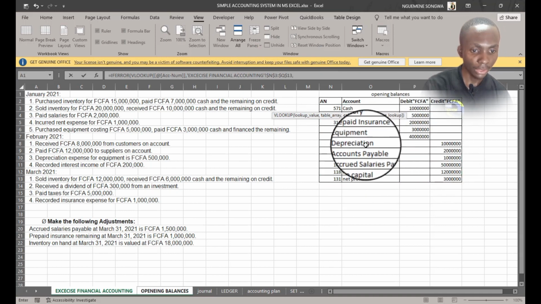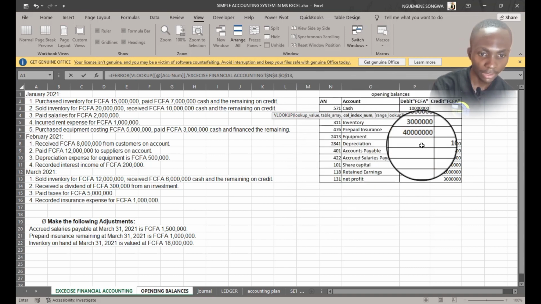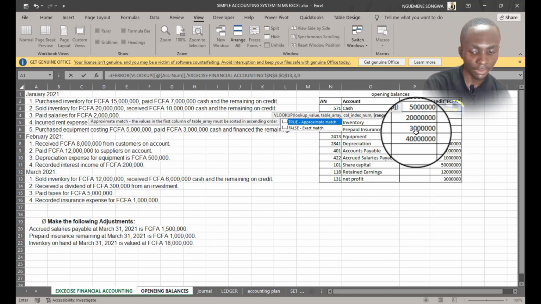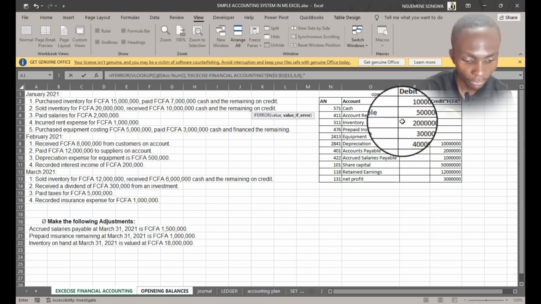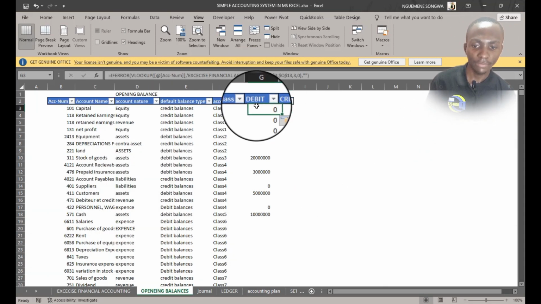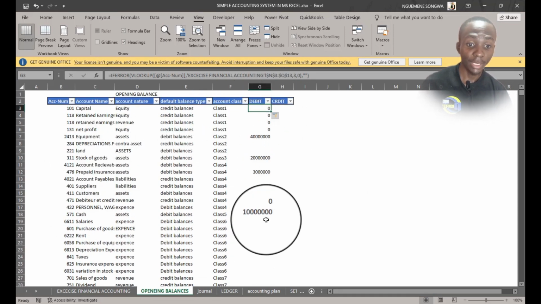So the column index number, I need what is in column 1, 2, 3. Since we're on the debit side, I need what is in column 3. And I need an exact match, so I'm going to put 0 and the close bracket, then put the value if error. The value if error will just be nothing. And I take this, so you can see when I use that function, each time it sees an account in that table, it's going to give the opening balance.